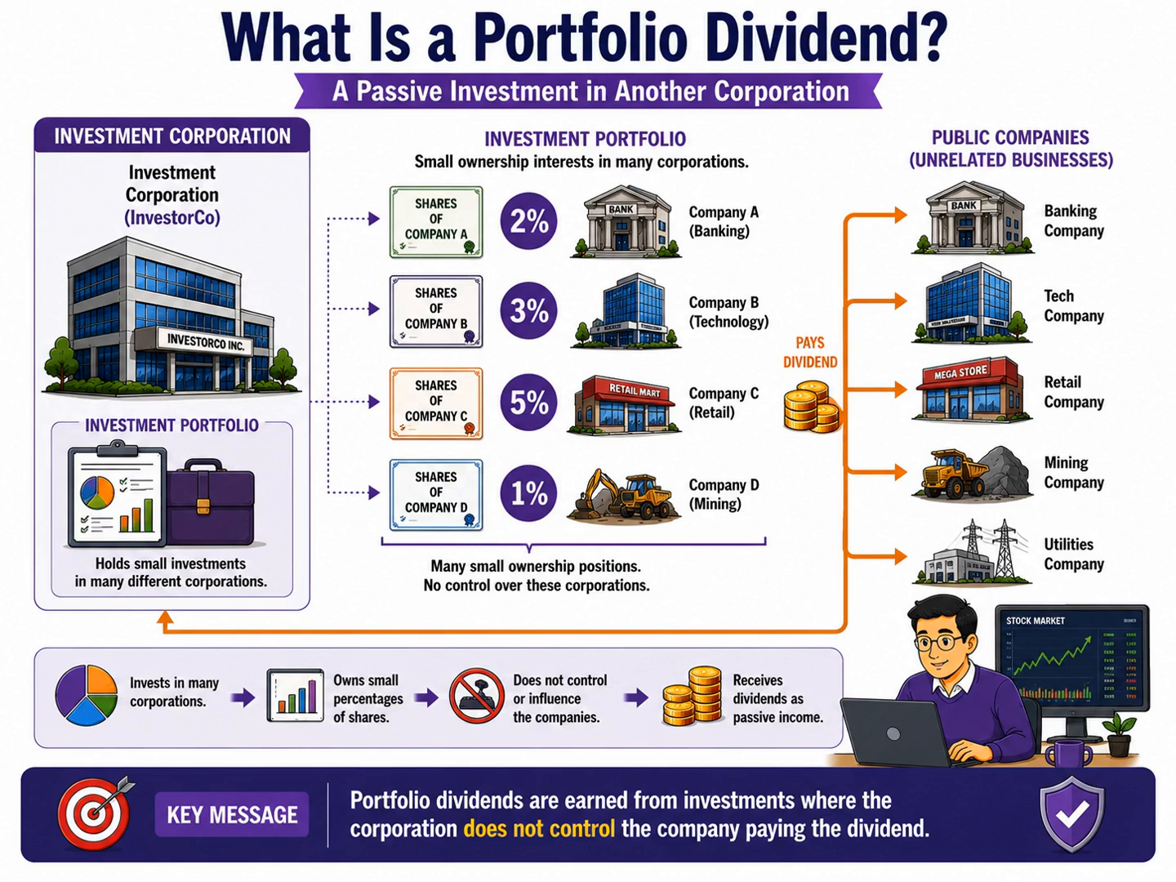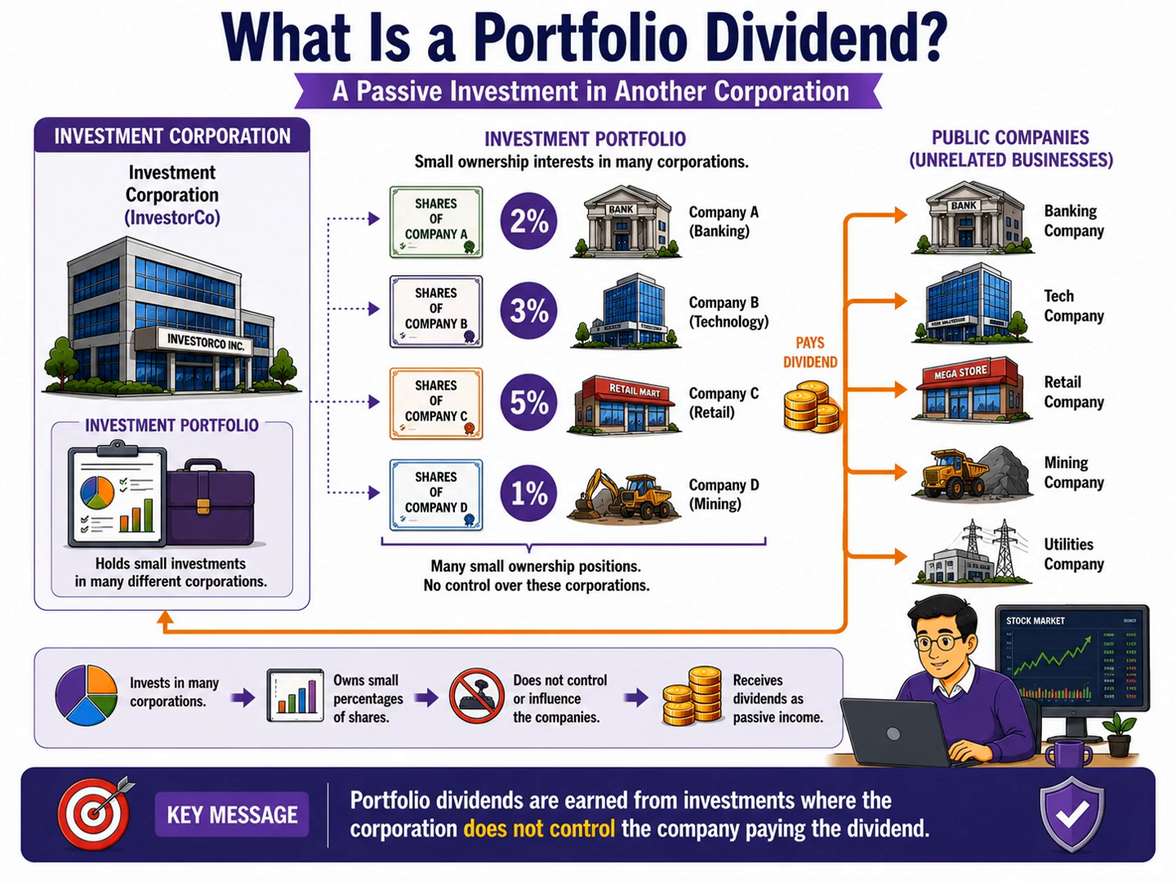With connected corporations, there is usually significant ownership or control. With portfolio dividends, there is no significant ownership, no control, and generally no meaningful influence over the company paying the dividend. This distinction is extremely important because Canadian corporate tax law applies different tax rules depending on the type of dividend received.